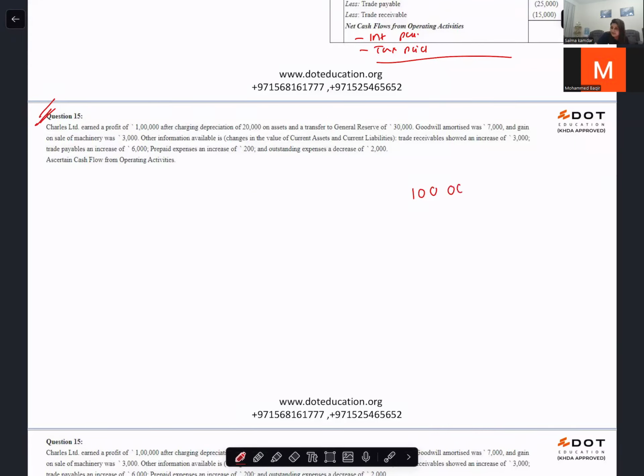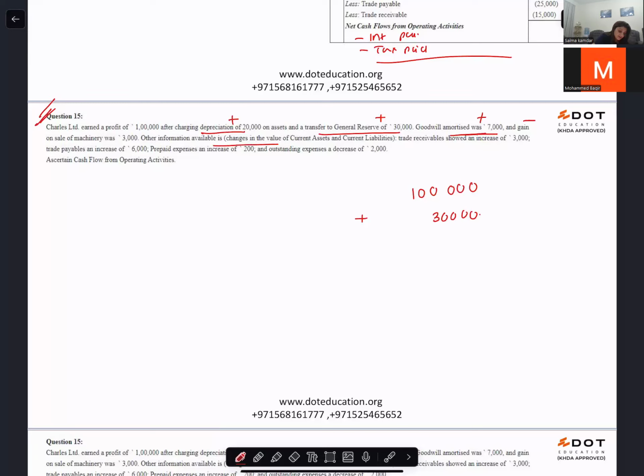What do we do for depreciation? Now for depreciation, we will be adding it. What about transfer to general reserves? Transfer to general reserve will also be added. Okay, fine. Goodwill amortized, added. Gain on sale of machinery, subtracted. Very good.